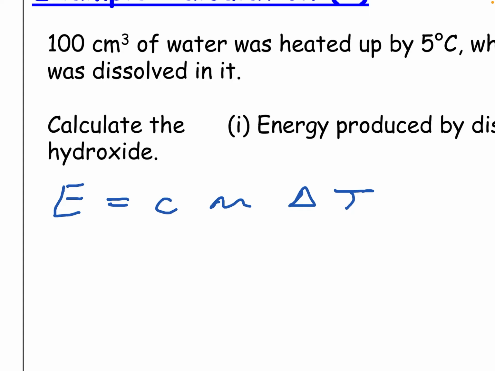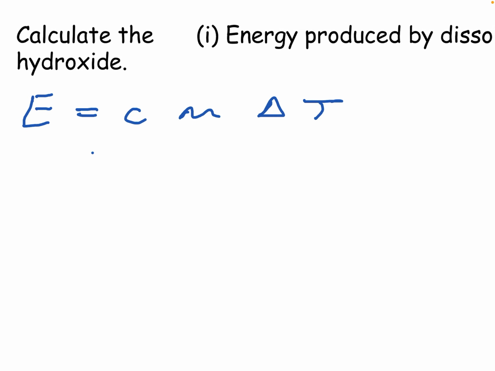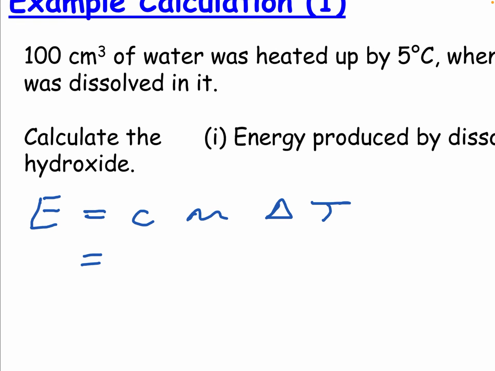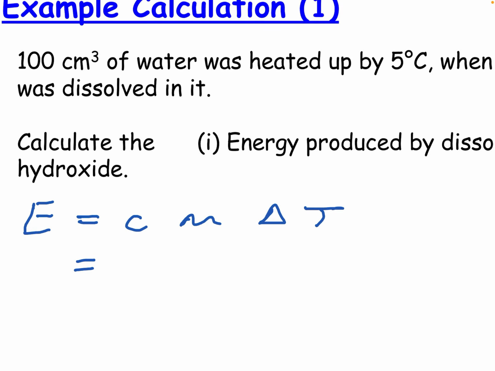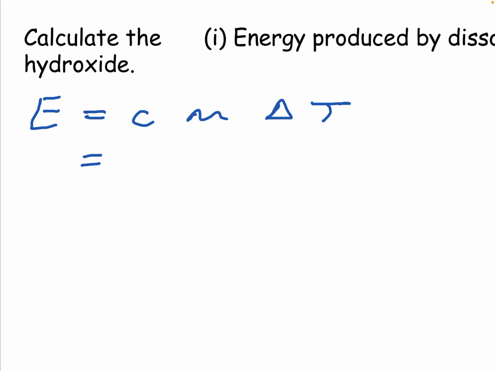I'm going to zoom in because that gives me more space to write. Now, if you look at the question, it says 100 centimetres cubed of water was heated up by 5 degrees Celsius. So our C, we should know this off by heart now, is going to be 4.18, because that's the specific heat capacity of the water that we're heating.